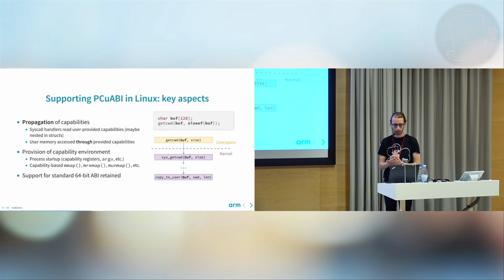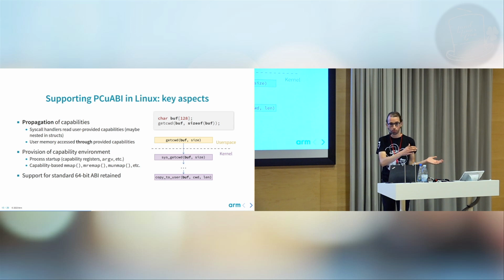The first point that you really encounter when you try to do this work is that you have to propagate these capabilities. I have this diagram on the right to give you the idea that if you have a syscall that passes in a buffer, and that buffer is now a pointer to a capability to this buffer, you have to pass through this capability from user space right through to the point where you actually do the copy to user, and that creates some interesting challenges.